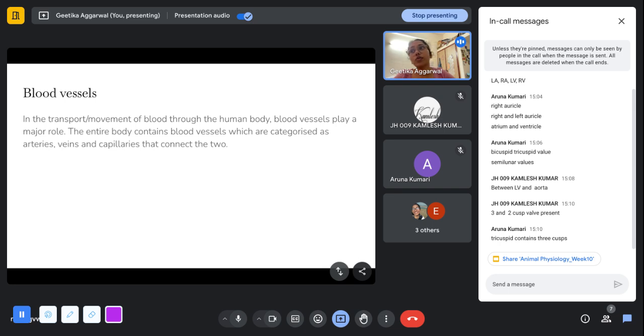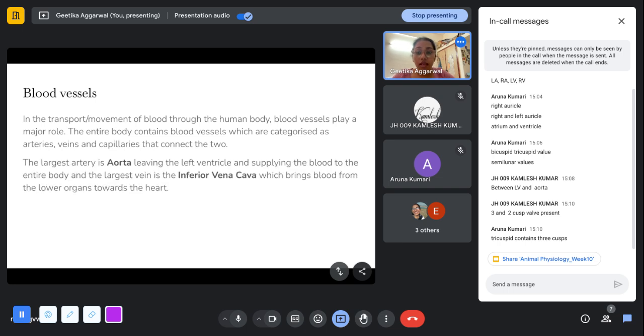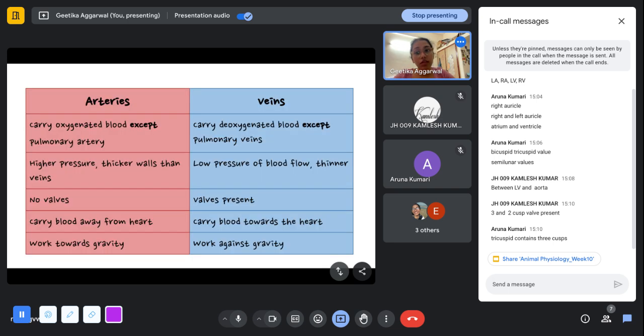As you would know, arteries are the ones that carry the blood away from the heart, veins carry the blood towards the heart, and the capillaries are the ones that connect these two. And the largest artery is the aorta, which leaves the left ventricle and supplies the blood to the entire body. And the largest vein is the inferior vena cava, which brings the blood back from the lower organs, that is, from the legs and from the appendages, hands, back to the heart. Superior vena cava is the one that brings the blood back from the upper parts of the human body.